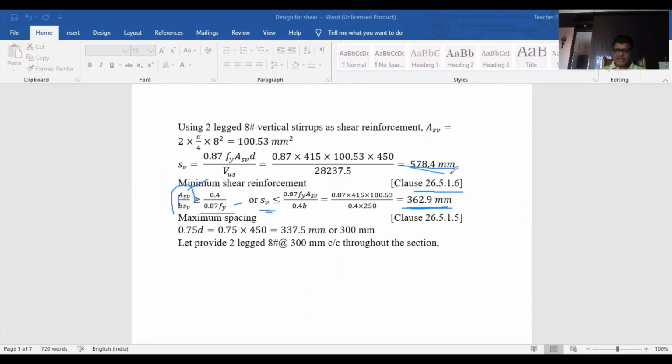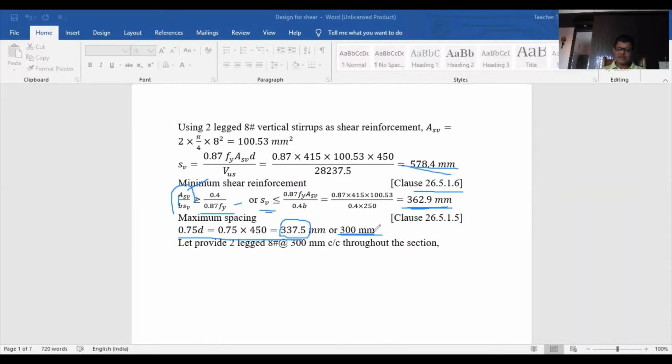And the third criteria is maximum spacing. Maximum spacing is 0.75 D for vertical stirrups, where D is the effective depth. This comes to 337.5, but in no case should it be greater than 300 millimeter. This is also given in the code. Wherever you find the minimum shear reinforcement spacing, clause number 26.5.1.6, prior to this you can see this maximum spacing criteria. So maximum spacing is 0.75 D.